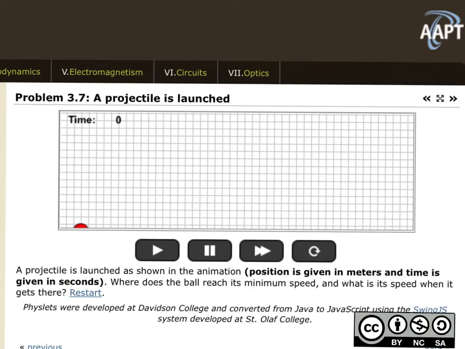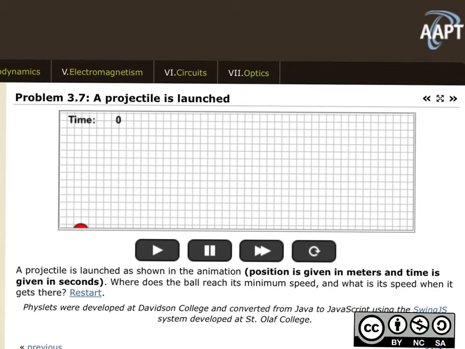Okay, Lab 4 consists of 4 physlets from Chapter 3, Projectile Motion Problems, taken from Compadre Physlets. So here we are on problem 3.7. If we play the animation, we see the projectile, and it leaves a track of images as it goes, and then finally moves off screen and stops.